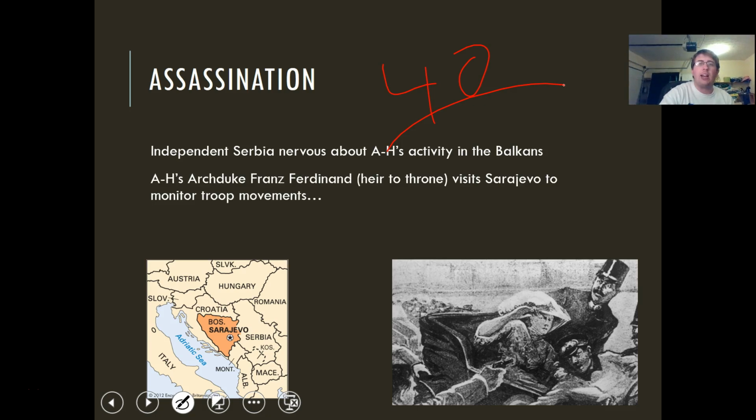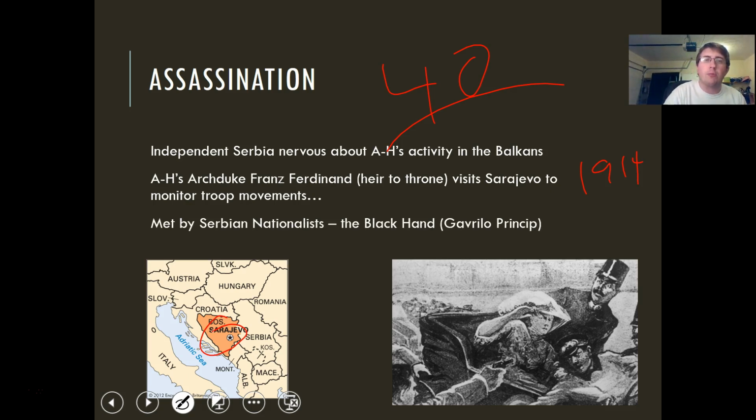Well, as it happens, in the year 1914, Franz Ferdinand, the Archduke of Austria-Hungary, the heir to the throne, is visiting the Bosnian capital of Sarajevo to monitor troop movements and have a military parade. But he's going to be met there by a group called the Black Hand. And this is a Serbian nationalist group, a group that is all about the independence of Serbia. They're led by a man named Gavrilo Princip, who is a 19-year-old Bosnian Serb who is dying of tuberculosis and willing to commit an act of murder that's going to set the world on its head.